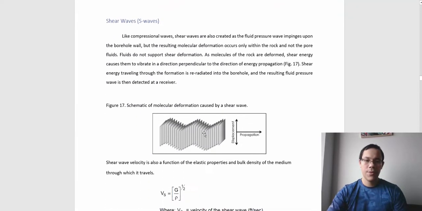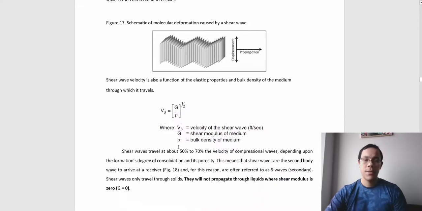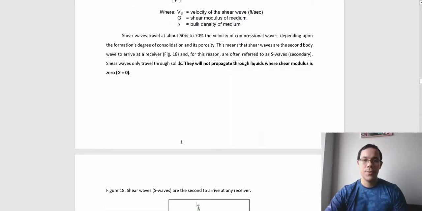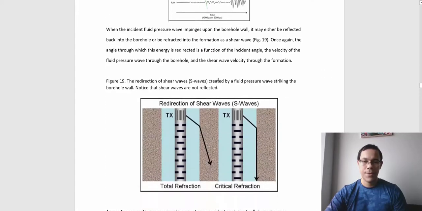The shear wave, as you can see, the displacement goes in one direction and the propagation in a different direction. A comment on shear waves is that they do not travel through fluid because this number, G, which is the shear modulus of the medium, in this case G is 0, and this is why shear waves don't travel into fluid. They will not propagate through liquids.